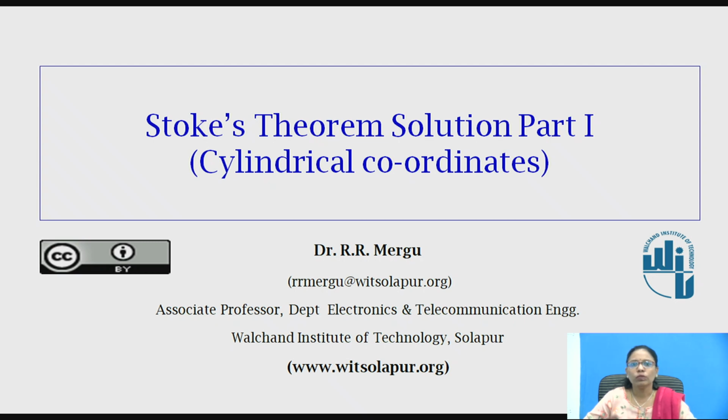I am talking about the Stokes theorem, part 1, which is the solution of a problem using the Stokes theorem, but the problem given is in the cylindrical coordinate system. So I am talking about the solution using the Stokes theorem, which is one half of that theorem, that is, the right hand side or the left hand side. Two parts have been prepared. Today I am talking about part 1, and the question is in the cylindrical coordinate system.